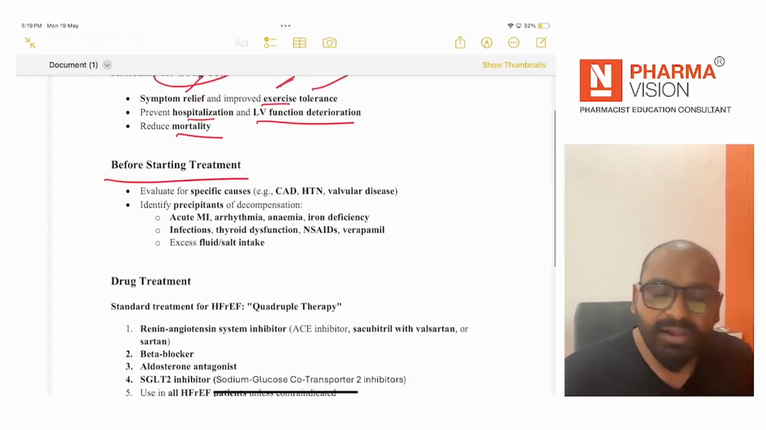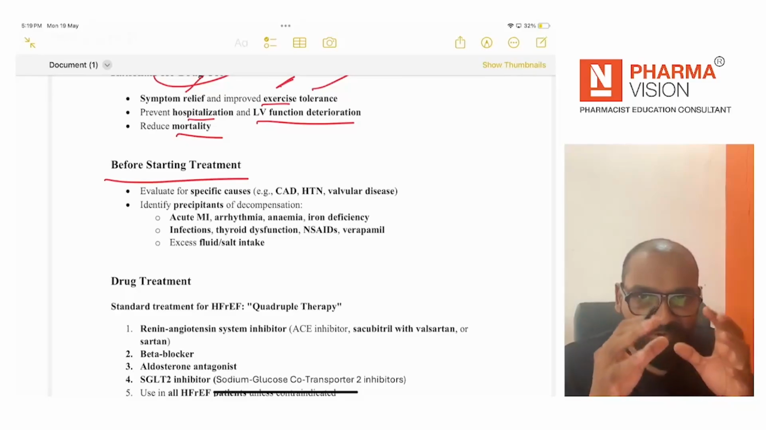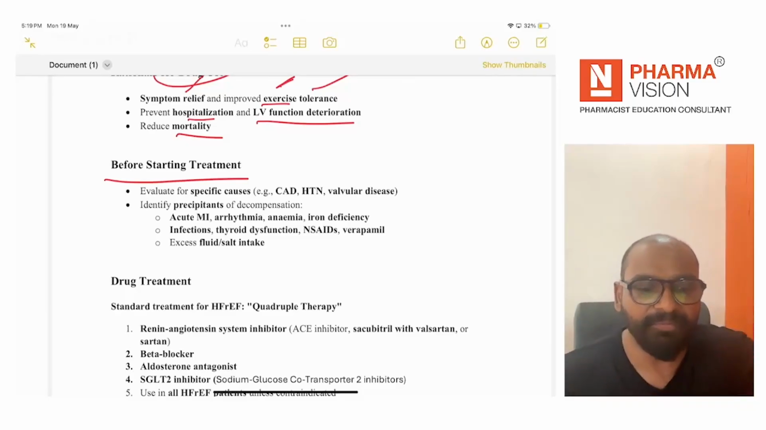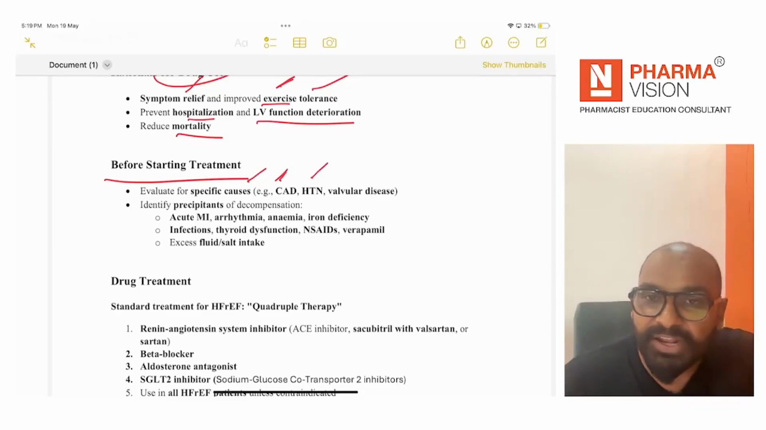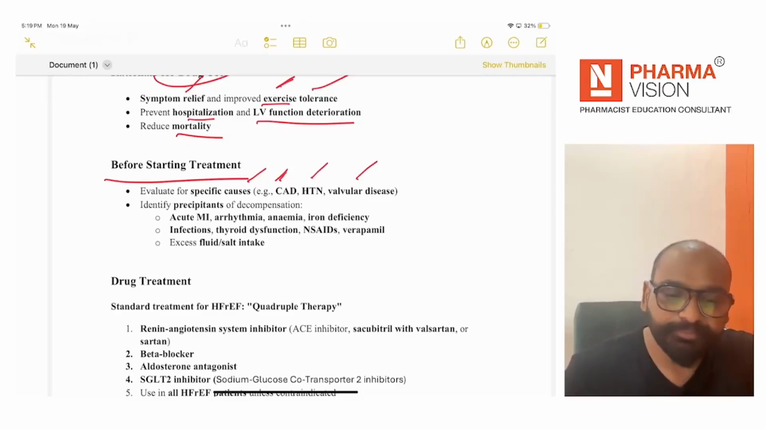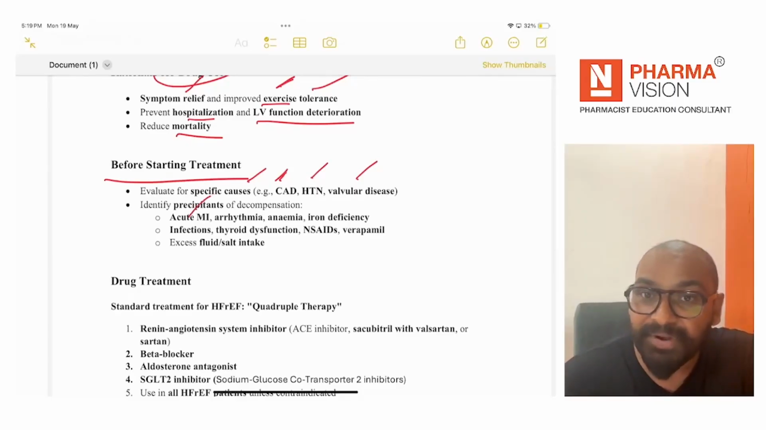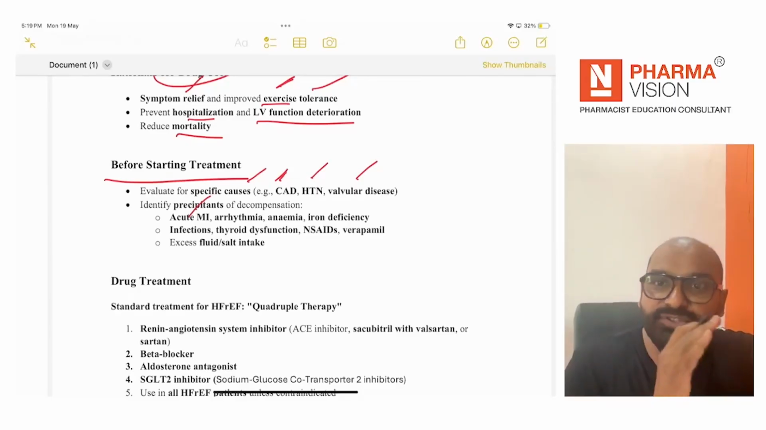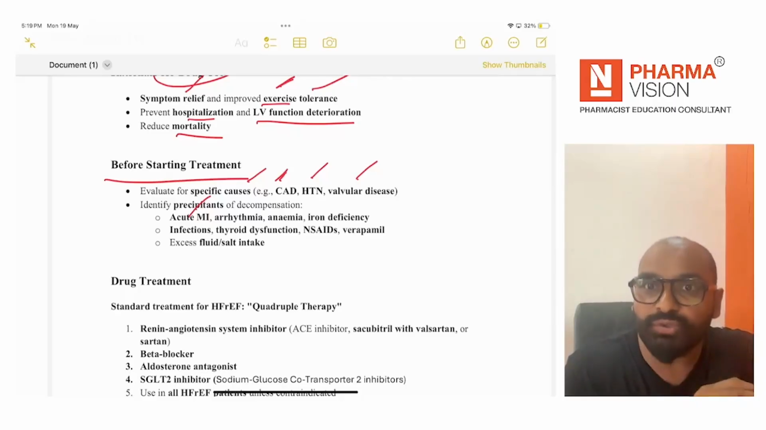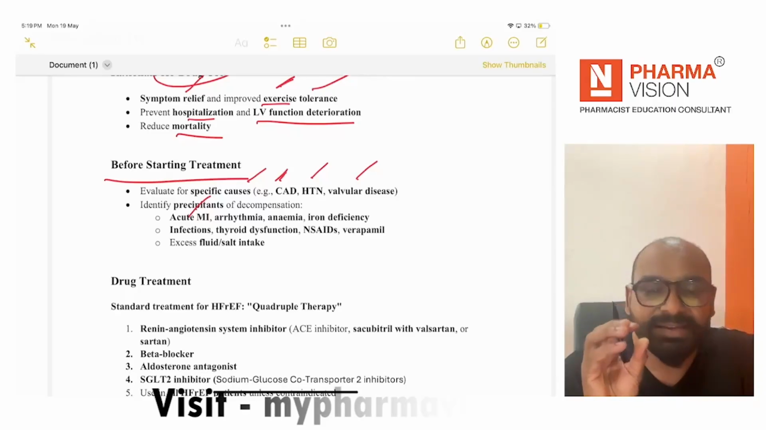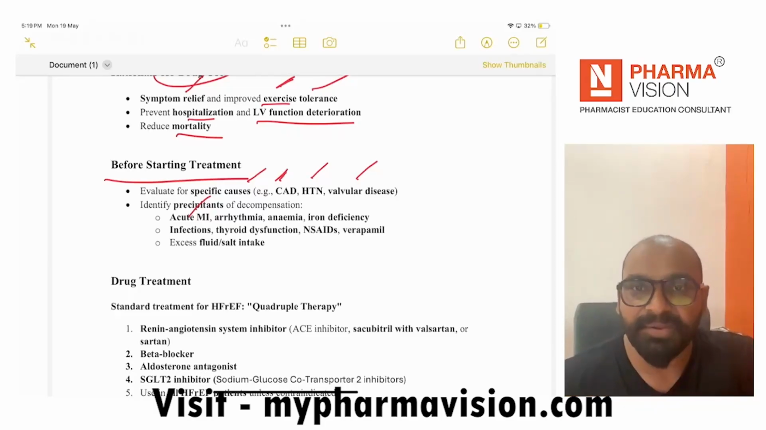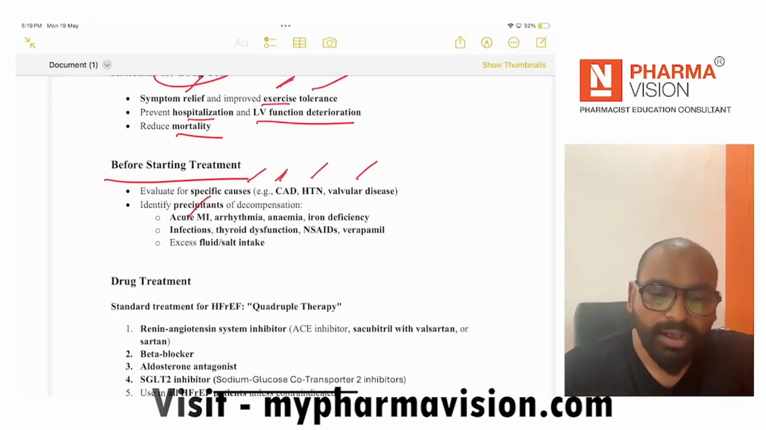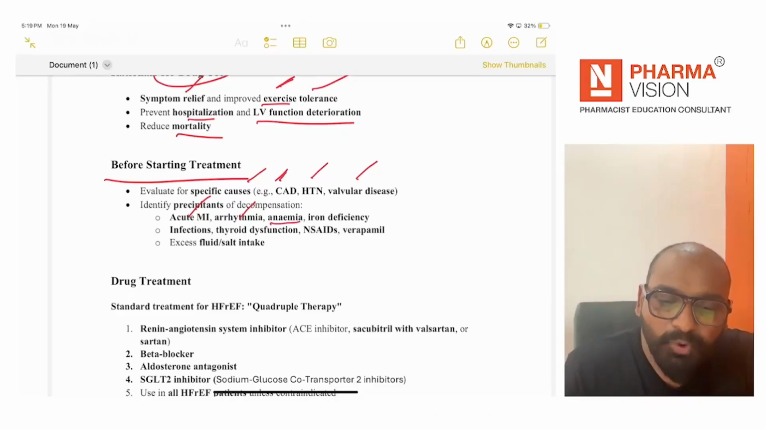Before we start treating the patients, we have to rule out the possible causes of heart failure, like evaluating the specific cause: coronary artery disease, hypertension, valvular disease, acute myocardial infarction. If the patient had a strong myocardial infarction and a significant region of the myocardial muscle has been damaged, due to that the patient is suffering from heart failure or arrhythmia. These are the important parts.